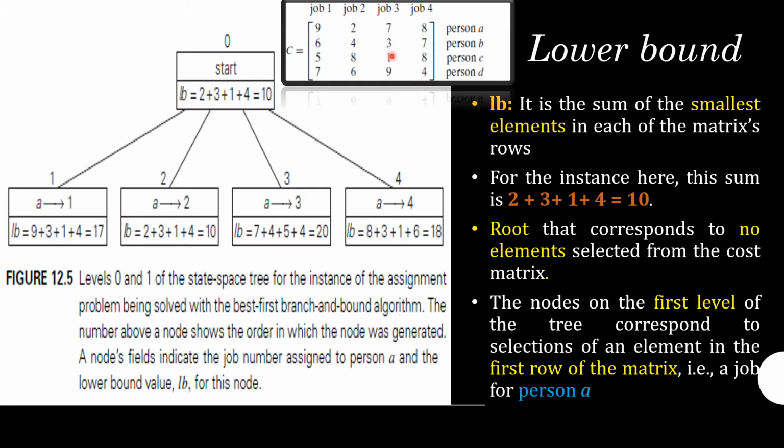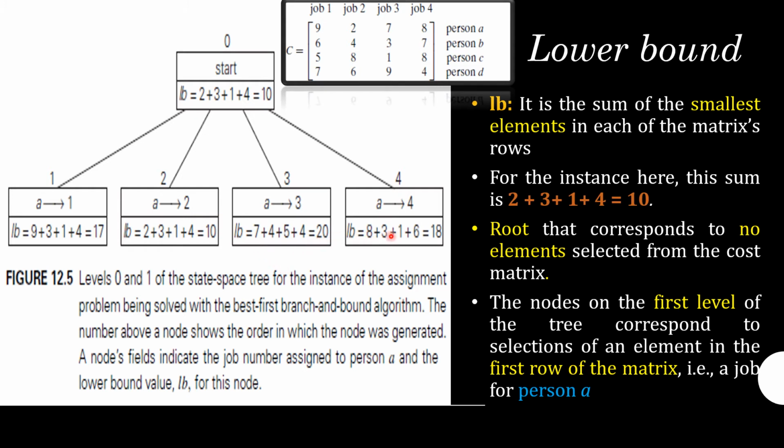Okay, and what about 1? It is also wrong because it is present in the same column, so don't select this value. The next minimum value in the third row is 5, so that's why I'm selecting 5 here. And what about 4? You can select 4 because it is present in the fourth column. So the lower bound for the third node is 20.